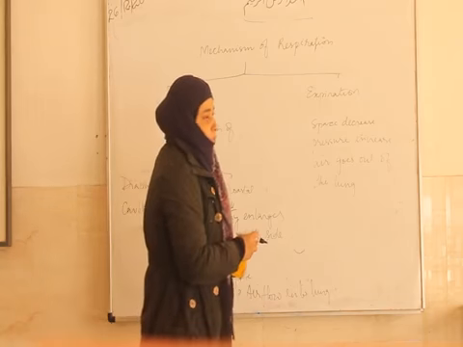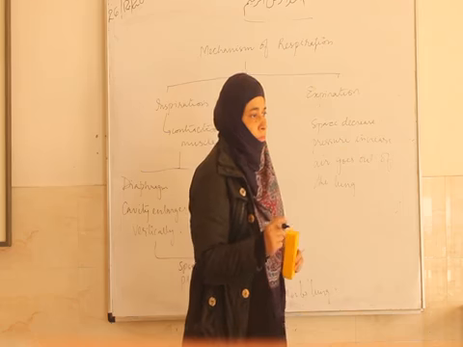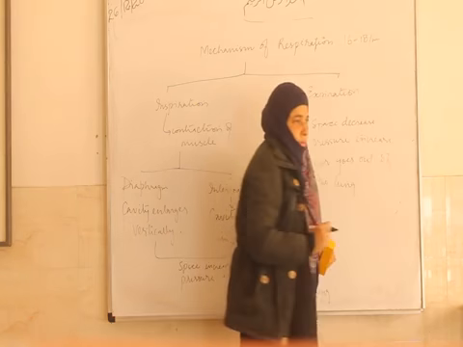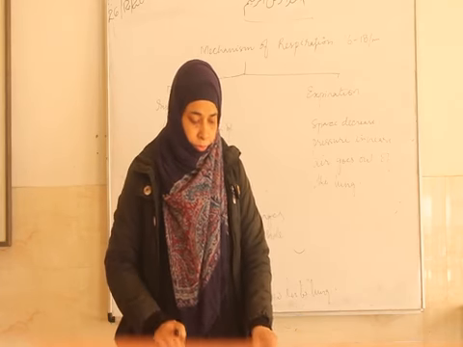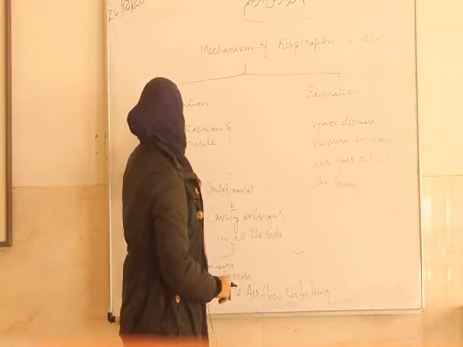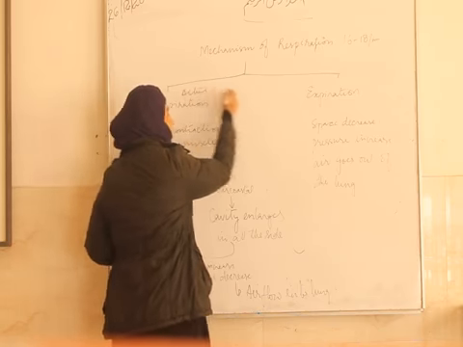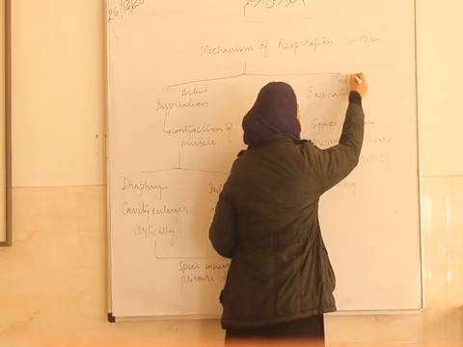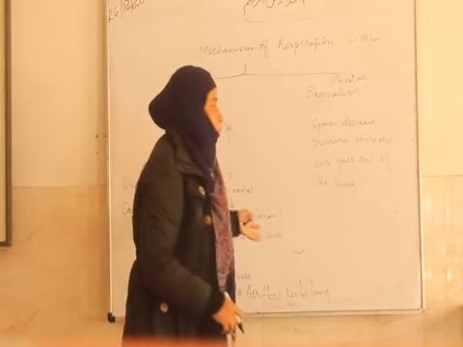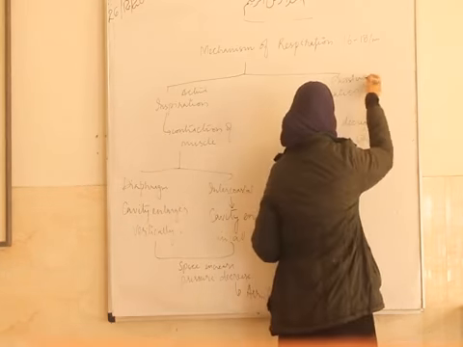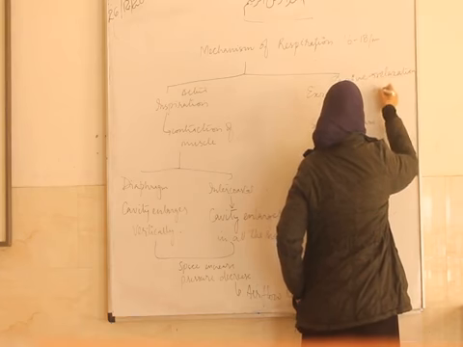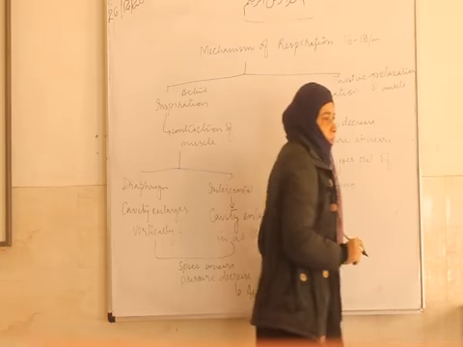The normal rate of respiration of an adult, how much is it? I told you it is almost 16 to 18 per minute. Right? So I told you inspiration is an active process and expiration is a passive process. It needs energy and it does not need energy. It is produced due to the relaxation of muscles.